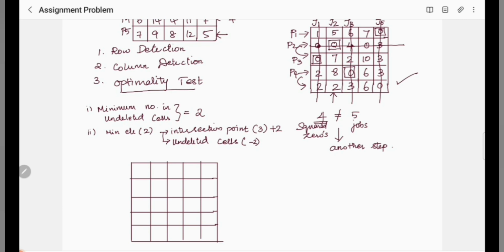So I have drawn the matrix. Now we are just going to do the procedure, what we have to do. The first step is you have to find the minimum number. I have found it to be 2. So this minimum number is to be added to the intersection points.